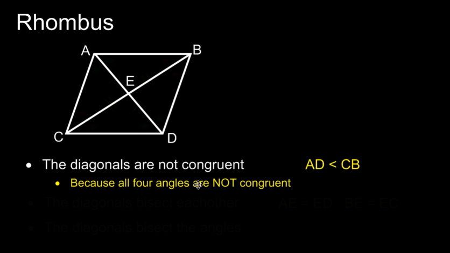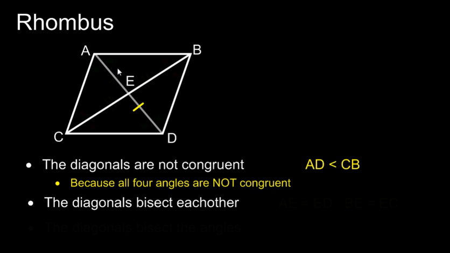Okay? And just like in our previous two shapes, parallelogram and rectangle, the diagonals do bisect each other. But since they are not congruent, then we are going to have some different pieces. So AE is going to be congruent to ED, and BE is going to be congruent to EC. Okay?